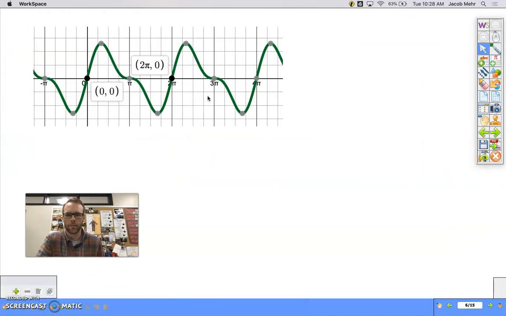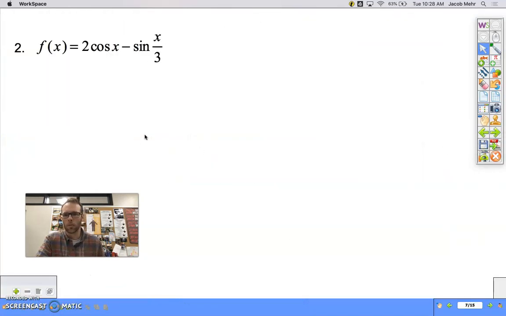There it is. All right, let's go to another one. 2 cosine of x minus the sine of x over 3. Now, we are subtracting, which is going to work like addition. But let's see if we can guess what the period is here before we graph this one. What's the period of this function? 2 pi. What's the period of this function?